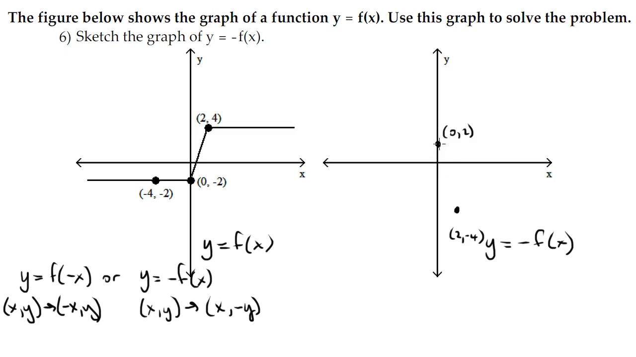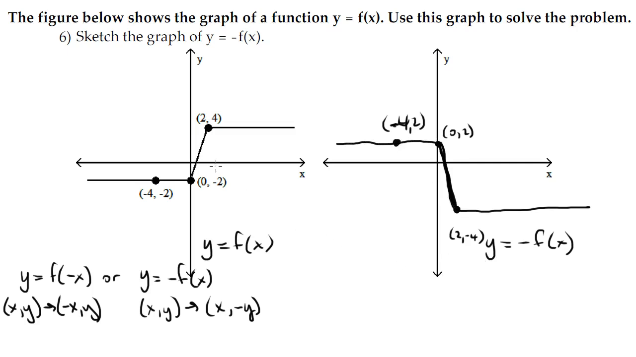Right? So these two, I can connect them. I'm trying my best. The point 4, negative 2 becomes 4, positive 2, somewhere around there. Negative 4, positive 2. And there's my new function.